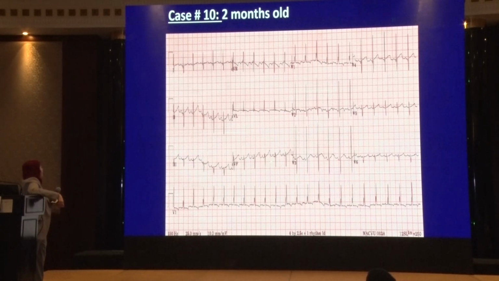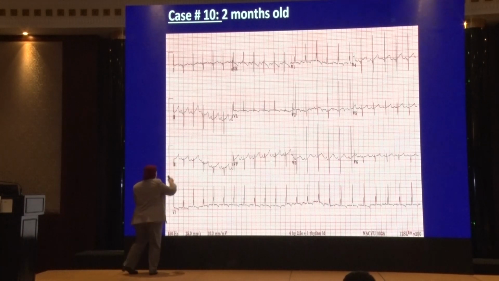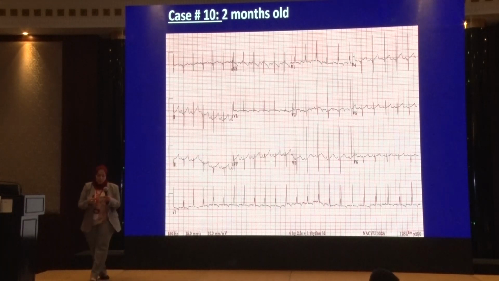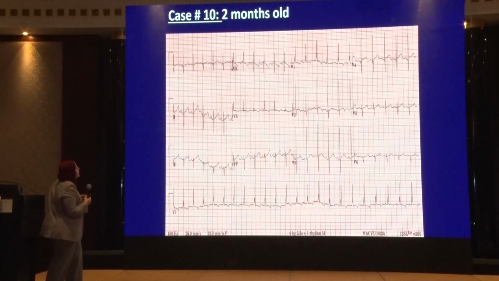Q waves. In lead 3, no Q waves. This is lead 3. No, this is R and this is S, not Q. So there is no Q waves. We will go to the chest leads. What do you think about the T waves? Negative in V1.